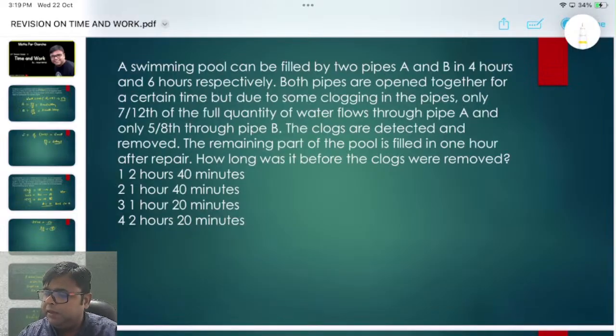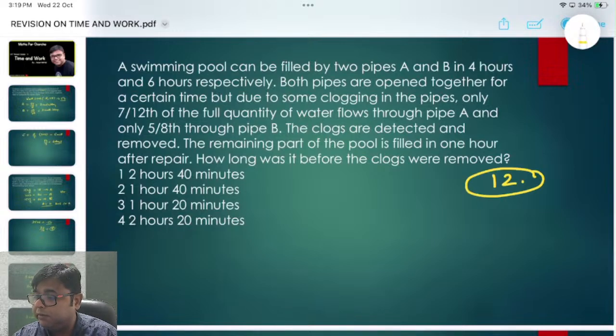Right. So, guys, they are saying a swimming pool can be filled by two pipes A and B in 4 hours and 6 hours respectively. Both pipes are open together for a certain time. So, again, we can do that. Let the capacity be LCM of 4 and 6, which I can take as 12. So, 12 is the capacity, and the efficiency of pipe A is 12 by 4, which is 3, and the efficiency of pipe B is 12 by 6, which is 2.